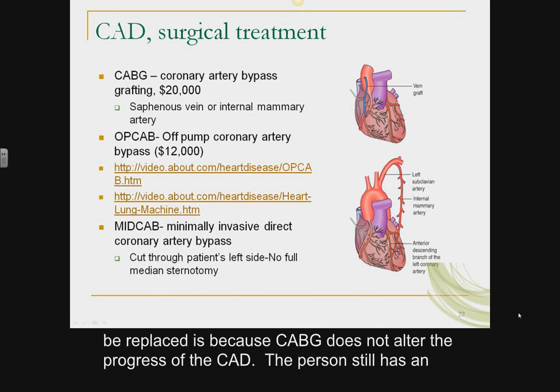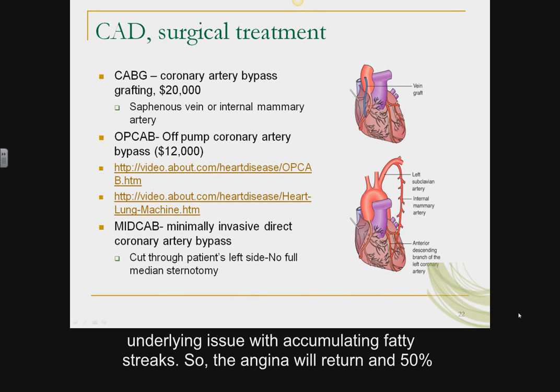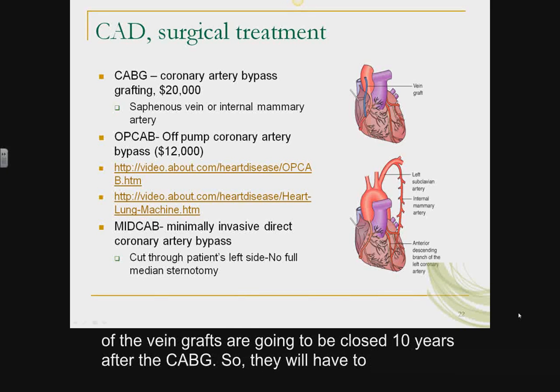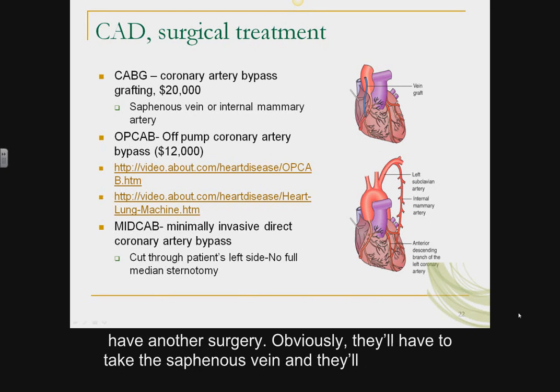The problem with using the saphenous vein is that eventually, it will develop problems and will need to be replaced. The reason why it will need to be replaced is because CABG does not alter the progress of coronary artery disease. The person still has an underlying issue with accumulating fatty streaks. So the angina will return, and 50% of the vein grafts are going to be closed in about 10 years after the CABG. So they will have to do another surgery.